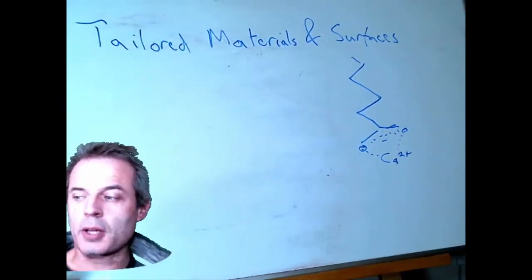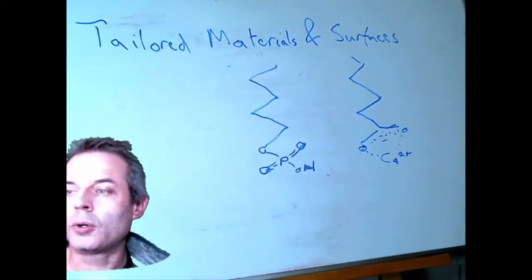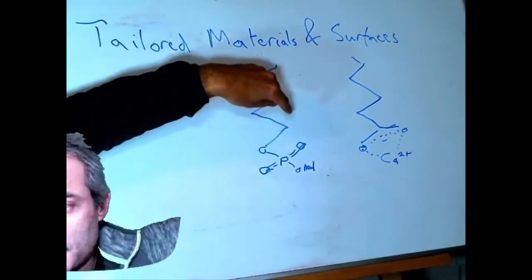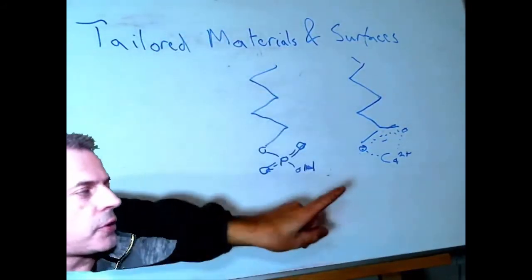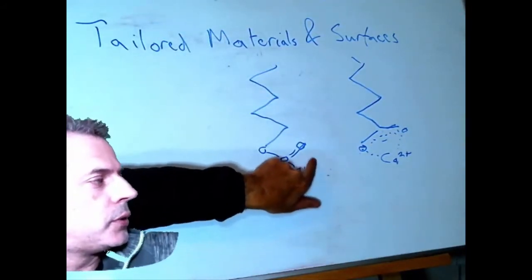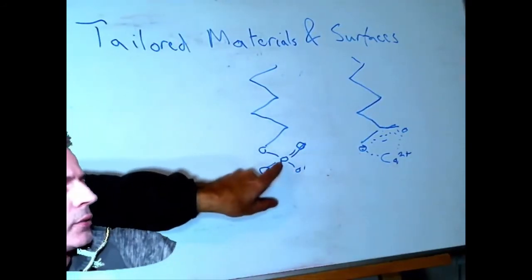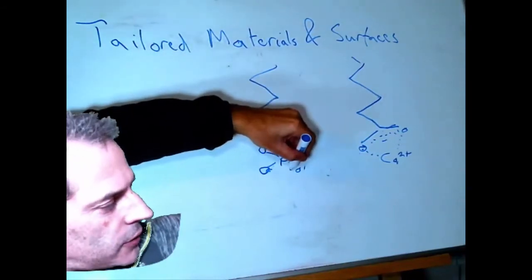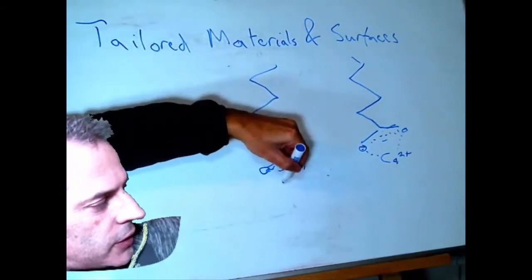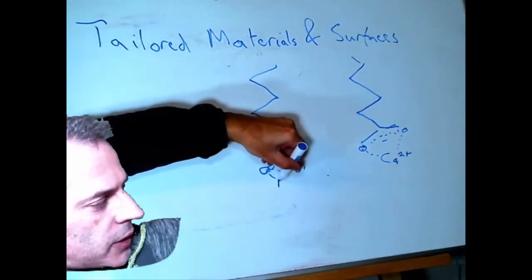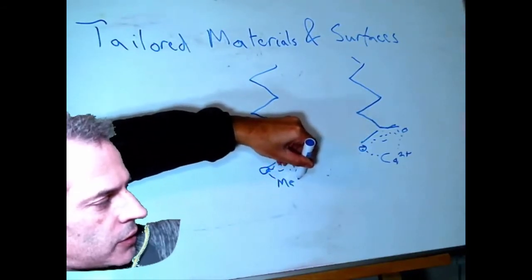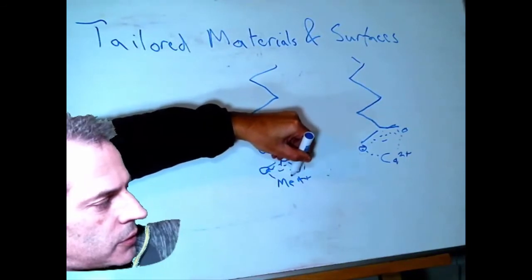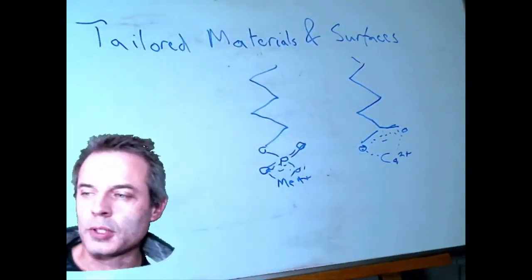Can we think of some other chemicals that do the same thing? Alternatively, we could take a phosphate, or in this case a phosphate ester, so the ester of phosphoric acid. We can also deprotonate that, or make it in a deprotonated state and take the anion and interact it with a metal, Me4+. So it's very much the same.